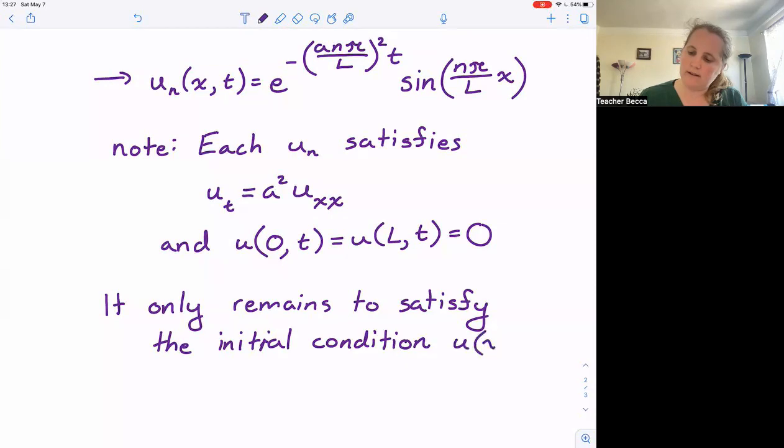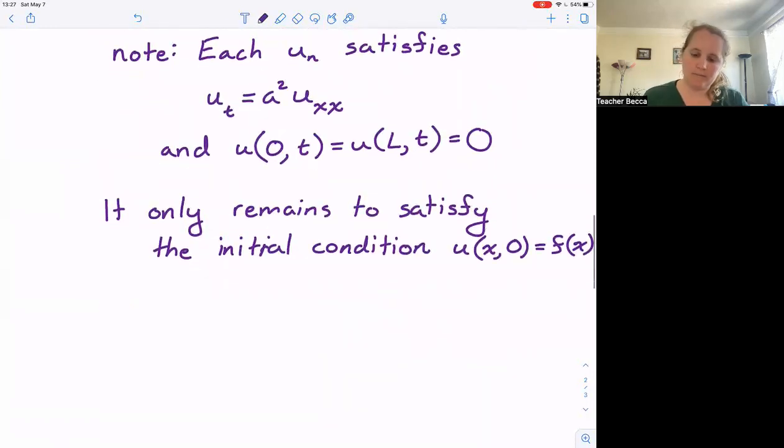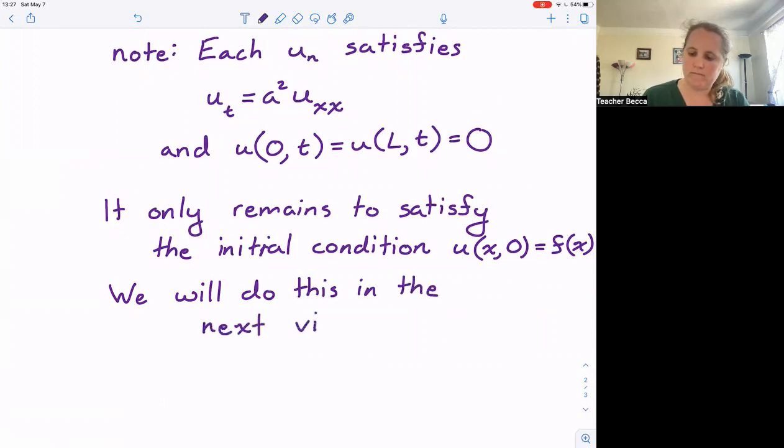U of x,0 equaling f of x. And we will do this in the next video. So we have our building blocks, our u sub n's. In the next video, we will put them together and figure out exactly what we need to meet the initial condition as well.